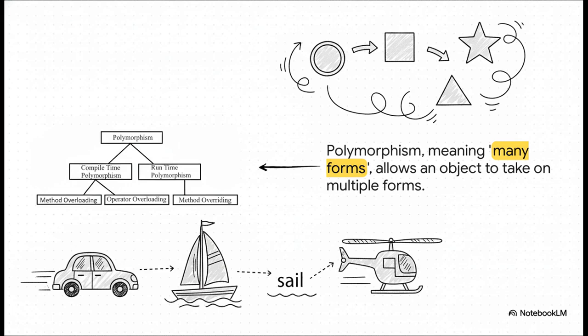Think about it like this. You tell every vehicle in your city to move. What happens? Well, a car is going to drive on the road. A boat's going to sail on the water. A helicopter? It's going to fly. The command is the same, move, but how they do it is completely different. And as you can see, this idea splits into two main flavors.